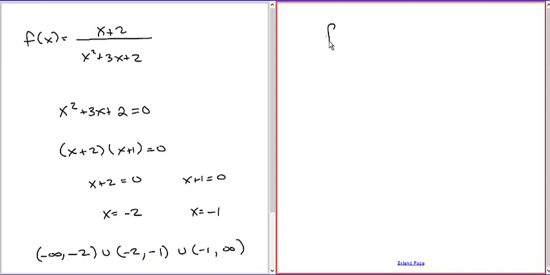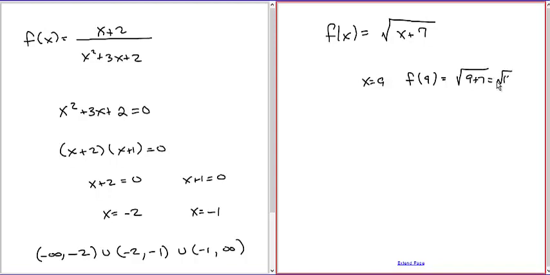The next kind of function would be just a simple square root function. Square root of x plus 7. So with square roots, the limiting factor is that the argument, which is the thing inside the square root, has to be greater than or equal to 0. If I let x equal 9 and substituted that in, f of 9 would be the square root of 9 plus 7, which is square root of 16, which is 4. So that exists, I have a number.